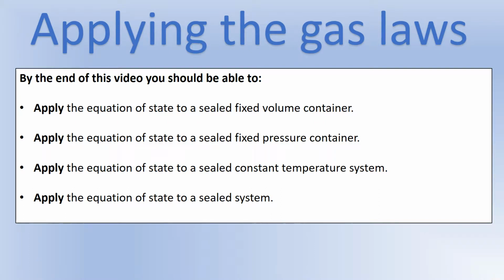So in the last video, we looked at the equation of state and how we can use it to describe the relationships between different variables. In this video, we're going to look at how we can actually apply the equation of state to deal with and do calculations in specific scenarios. So we're going to deal with scenarios with fixed volume, pressure, or temperature, but all of them are what we're going to be calling sealed systems. So the number of molecules, or the mass effectively, of the gas will stay the same throughout. So let's get started.